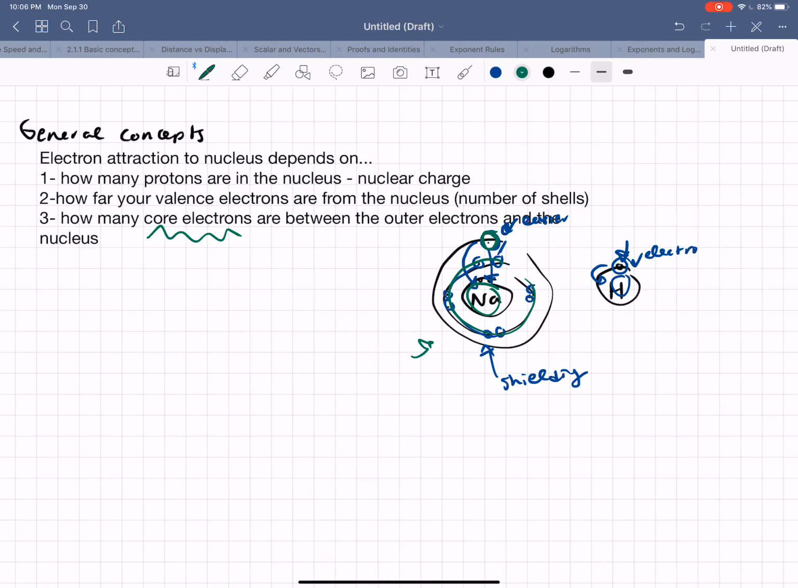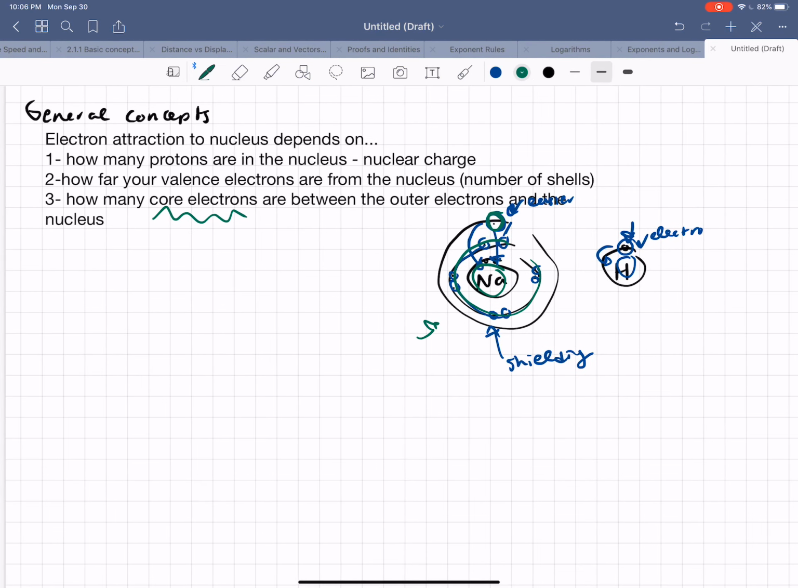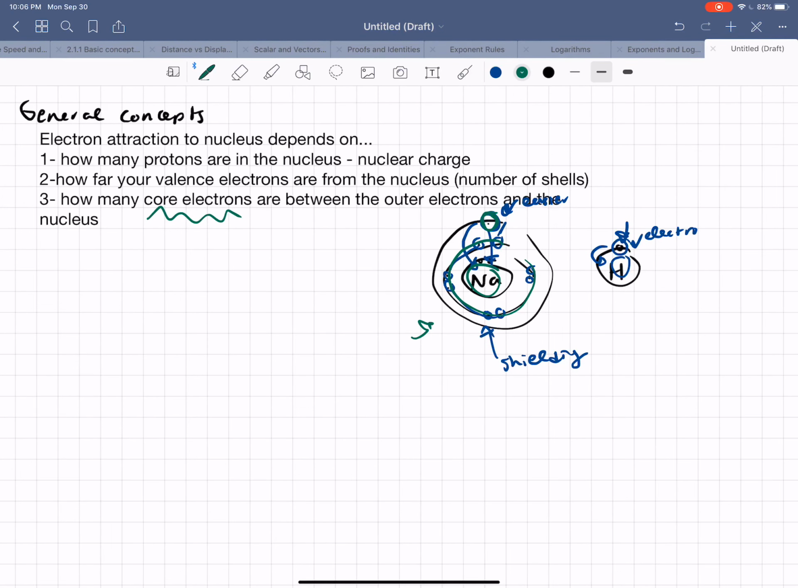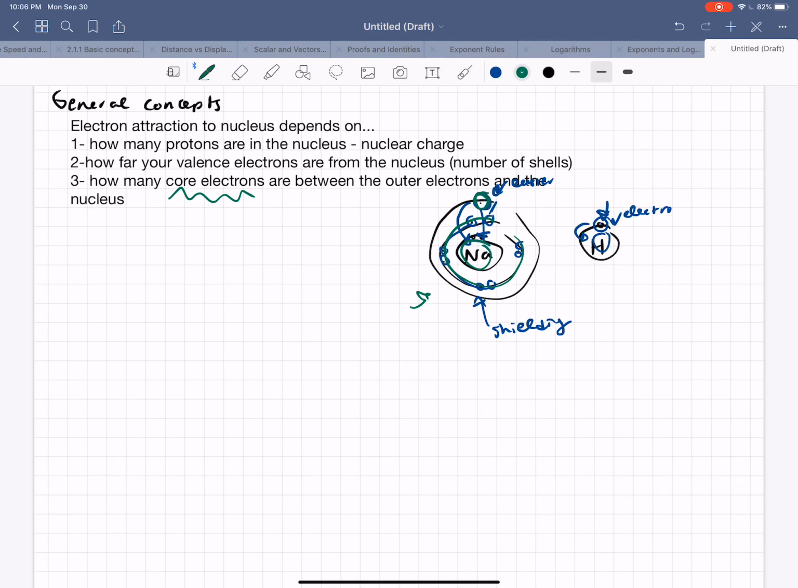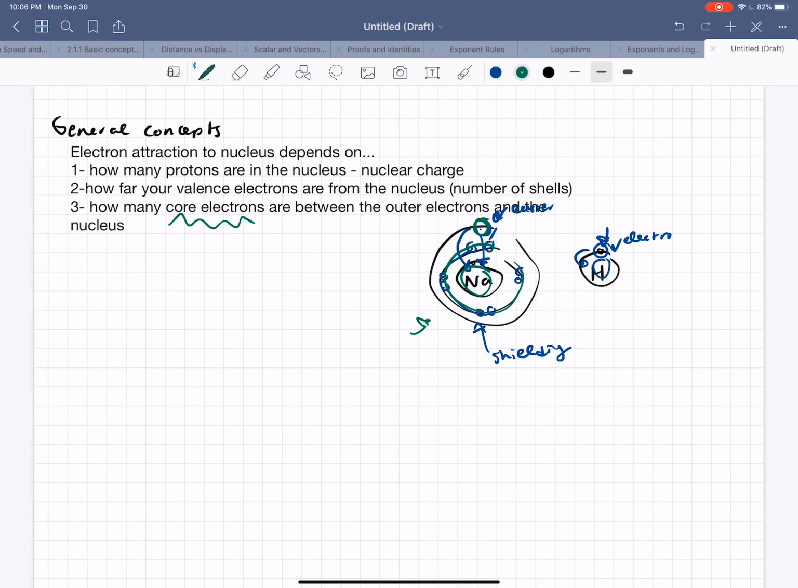So again, key concepts: electron attraction to nucleus depends on nuclear charge. A greater nuclear charge means a stronger positive nuclear force, which acts more strongly on the outermost electron. Your second condition is how far your valence electrons are from the nucleus, so the number of shells. More shells means more core electrons, which means your outermost valence electron isn't as heavily influenced by the nuclear charge of the nucleus. And third is how many core electrons are between the outer electrons and the nucleus. More core electrons means your outer electron isn't as influenced by the positive nuclear charge. So there are three general concepts you want to remember.